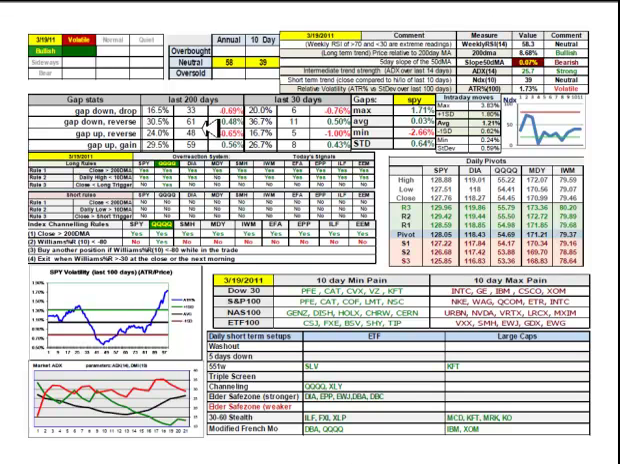Taking a look at the gap stat, in the last 30 days, the market has gapped down 17 times. 11 of those 17 times, or 2 out of 3 times, it has reversed to close higher. 6 times it's continued to drop the remainder of the day. 13 times in the last 30 days, the market has gapped up. 8 of those 13 times, it has continued to go higher. 5 out of those 13, it has reversed and closed lower. And so the pattern is definitely in favor of the market going up on an intraday basis.